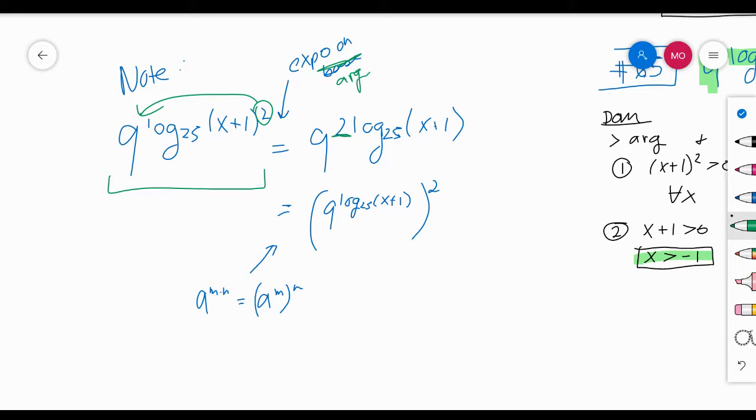And once you have done that, this 2 can go back and be completely outside. So this one here was an exponent on the argument. Here it's an exponent on the entire 9 to the power of log base 25. And you can do that because you know that if you have two things multiplied in an exponent, you can rewrite it using this. That was one of our properties for exponentials. So the fact that we can write it like this is going to be very helpful.